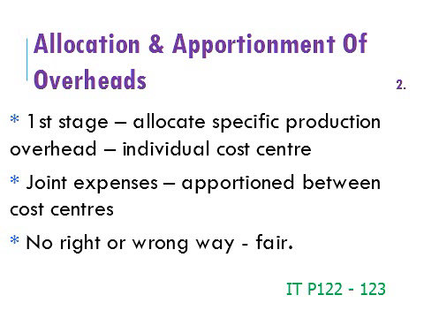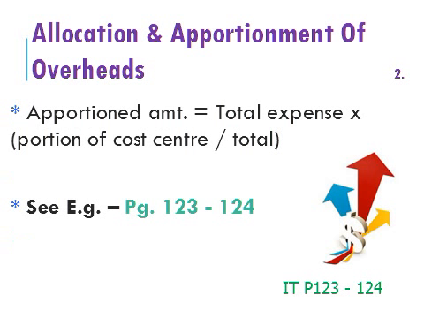2. The first stage in absorption costing is to allocate the specific production overheads to the individual cost centers, and then the joint expenses, the expenses that are used by multiple cost centers, are apportioned between the cost centers. There is no right or wrong way to apportion the expenses, but the basis for apportionment should be fair. The apportioned amount equals the total expense multiplied by the portion of the cost center, which is divided by the total of the cost center.